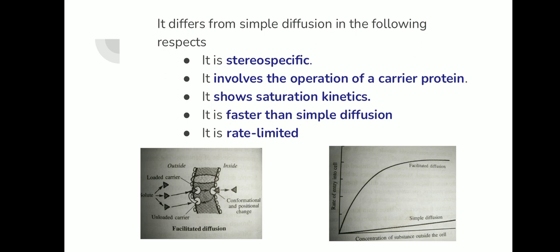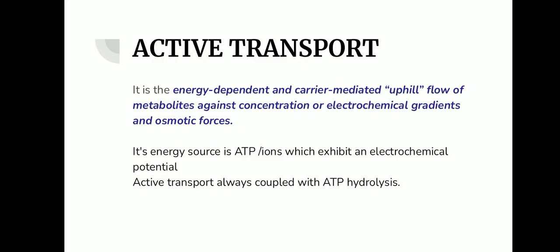Next one is active transport. It is an energy dependent carrier mediated uphill flow of metabolites against concentration or electrochemical gradients or osmotic forces. Its energy source is ATP. It transports ions which exhibit an electrochemical potential. Active transport has three main kinds: uniport, symport and antiport.